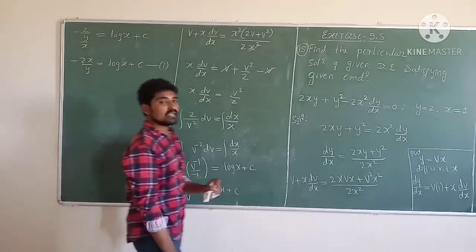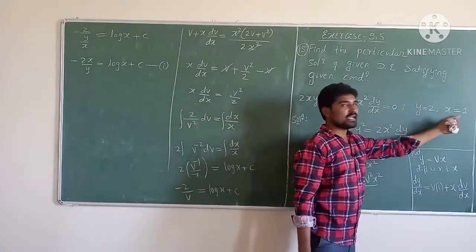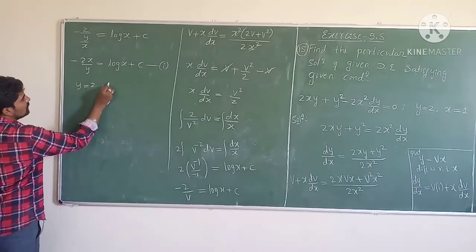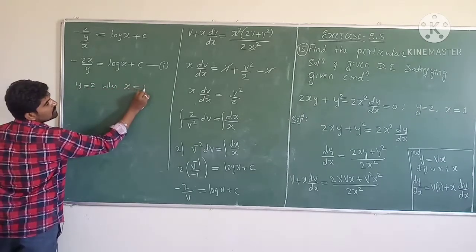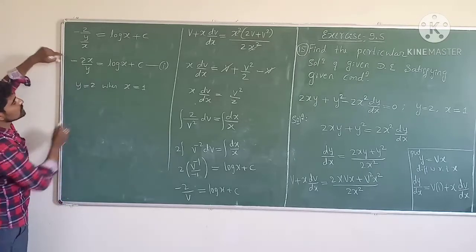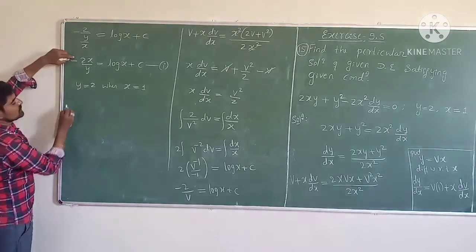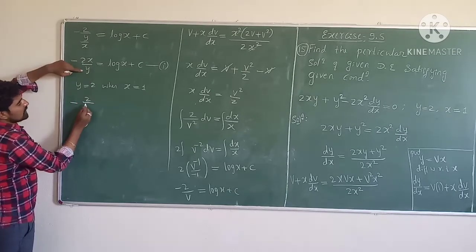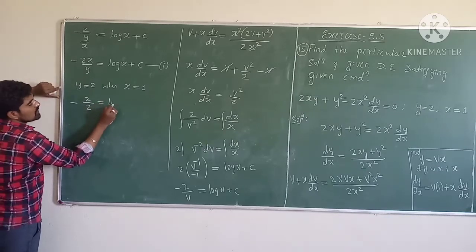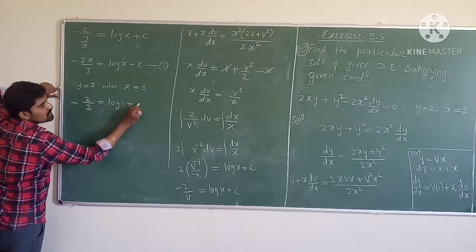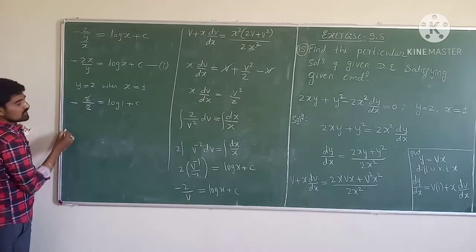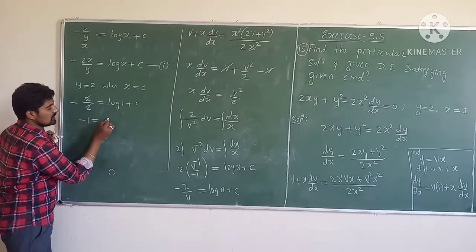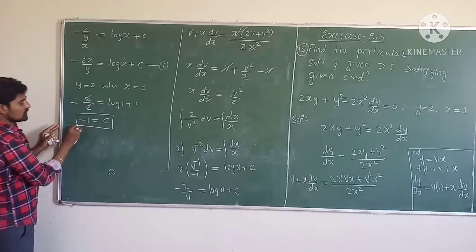For that, it is given that the conditions are y is equal to 2 when x is equal to 1. So when y is equal to 2 and x is equal to 1, the above equation becomes minus 2 into the value of x, which is 1, so 2 into 1 is 2, divided by the value of y, which is 2, equal to log x, meaning log 1, plus c. 2 and 2 get cancelled. So minus 1 is equal to the value of log 1, which is 0, plus c, which is c. So hence we get the value of c is equal to minus 1.